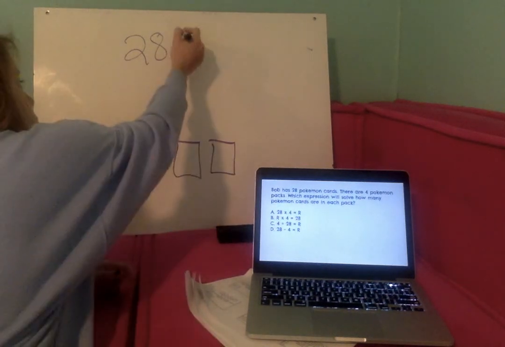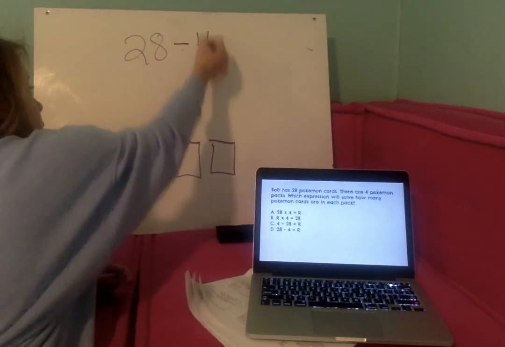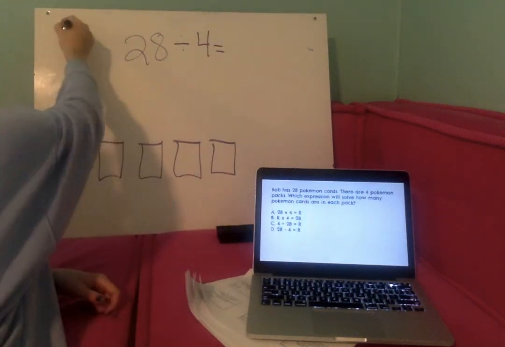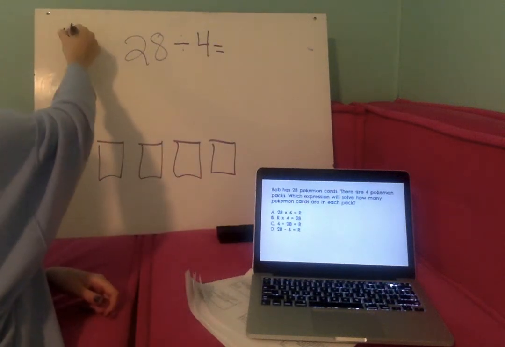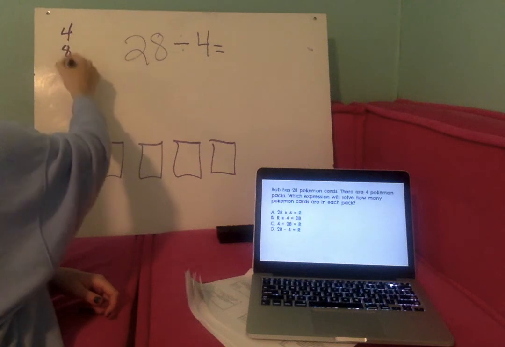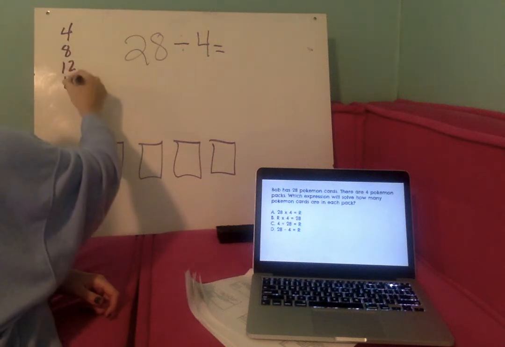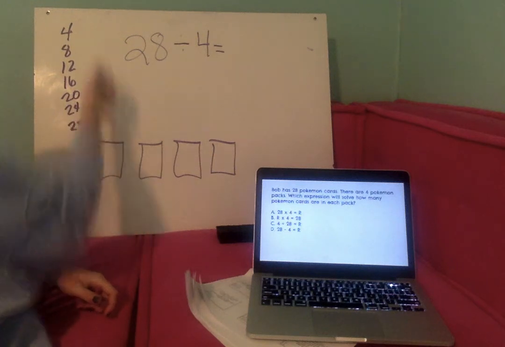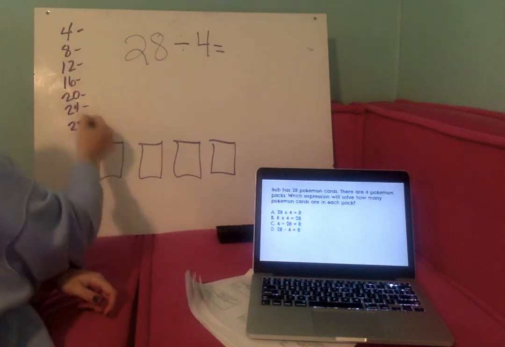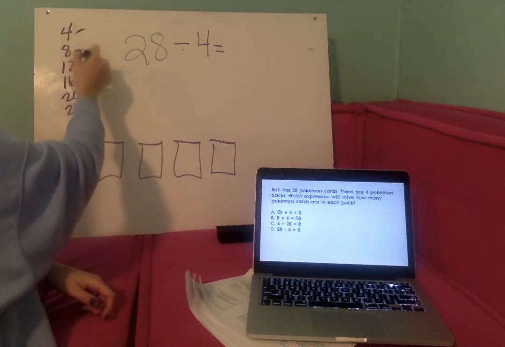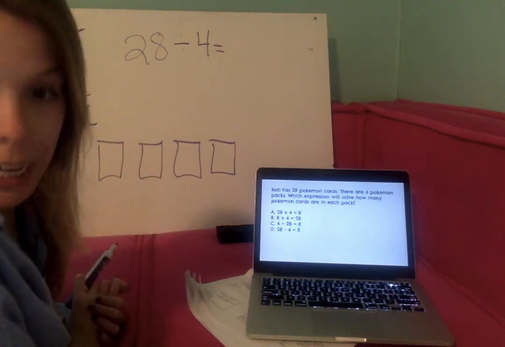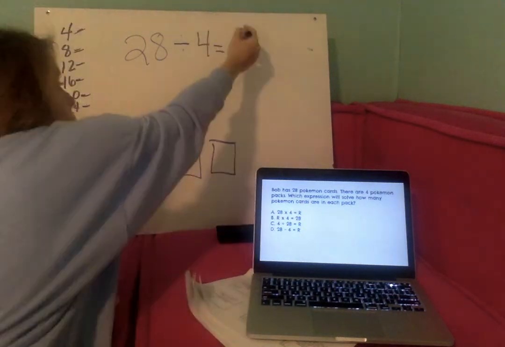So you would do 28 divided by 4. Well, skip count your 4s until you get to 28. 4, 8, 12, 16, 20, 24, 28. 1, 2, 3, 4, 5, 6, 7. Oh, sorry. 1, 2, 3, 4, 5, 6, 7. 28 divided by 4 should equal 7.